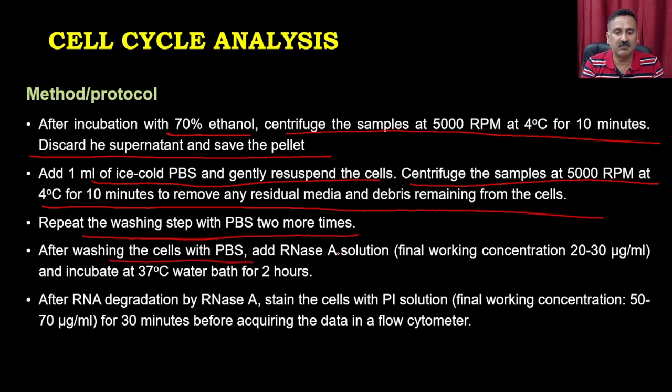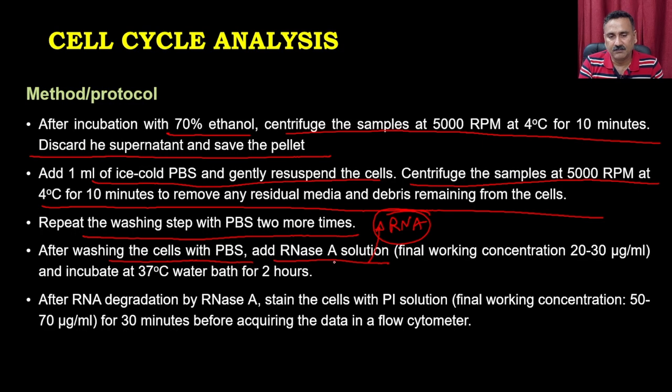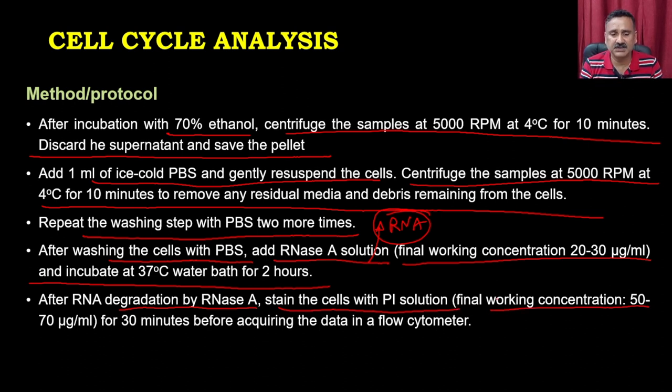After washing the cells with PBS, add the RNase so that you are actually going to remove all the RNA signal. Because the RNA signal is going to be very high, as it is present in the cytosol. So you don't want that kind of disturbance, right? With RNase A, the final concentration would be 20 to 30 microgram, and incubate at 37 degrees Celsius in a water bath for 2 hours. After RNA degradation by the RNase A, stain the cells with propidium iodide. Final concentration is 50 to 70 microgram for 30 minutes before acquiring the data in the flow cytometer.